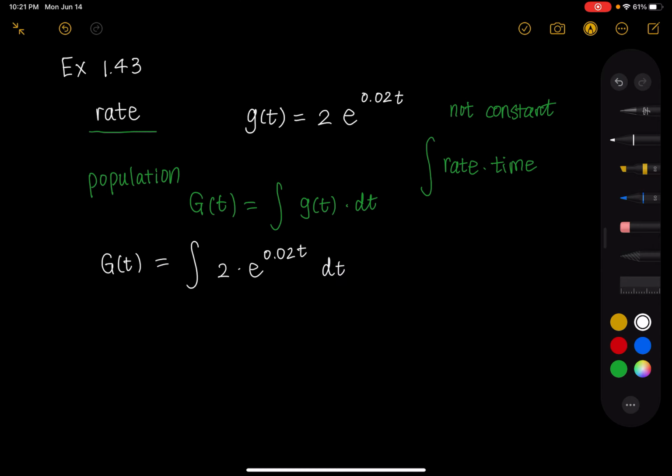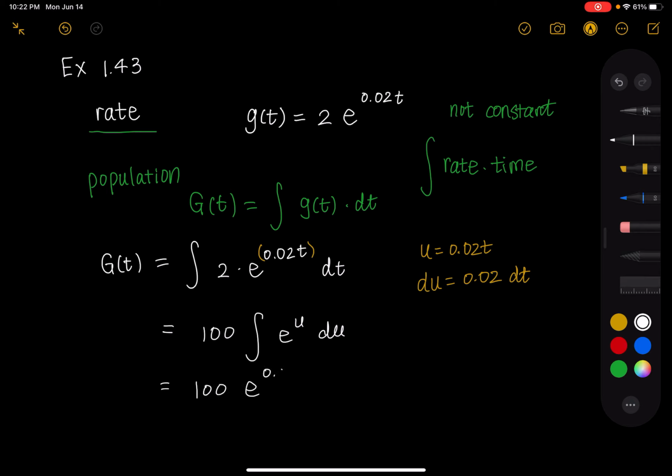And then we use u substitution, right? Taking that to be our u, so u will equal 0.02t, du will equal 0.02 dt. And then we can rewrite the integral to be 100 e to the u du. And then we just get 100 e to the 0.02t plus c, and that's our G of t.